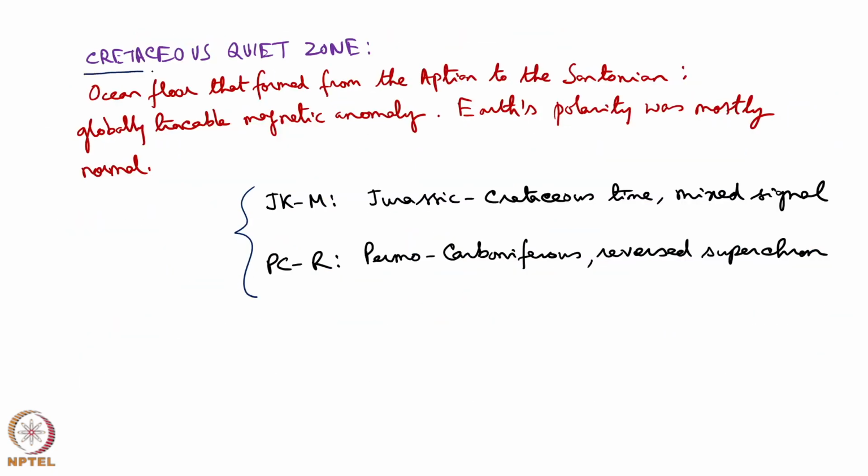There is another term, Cretaceous quiet zone, ocean floor that formed from the Aptian to the Santonian. Within this range, that means within the Cretaceous, no globally traceable magnetic anomaly was found. So, it is a single uniform event for a significant time, that is why it is called a quiet zone, and within this zone the Earth's polarity was mostly normal.